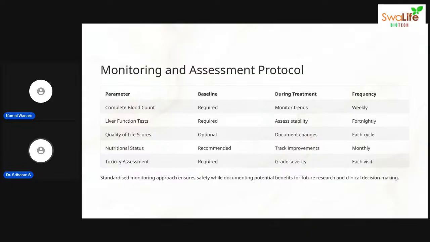Likewise, we can use that. And quality of life score is very important. It is a secondary endpoint. We can also add it as an optional item, so it also adds on to our study. And nutritional status is a very important thing. Patients may have a poor nutritional status.